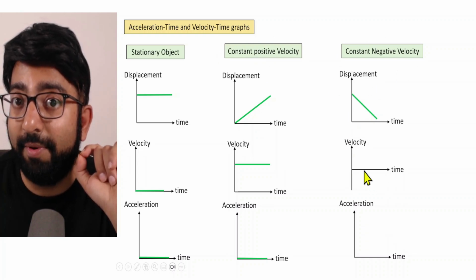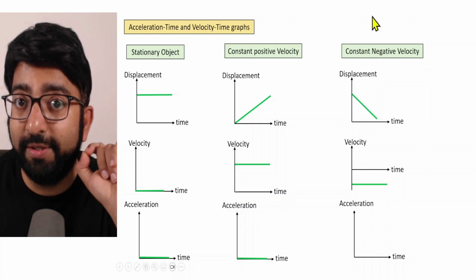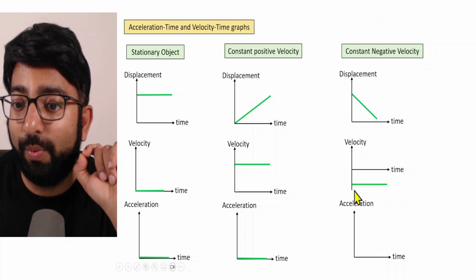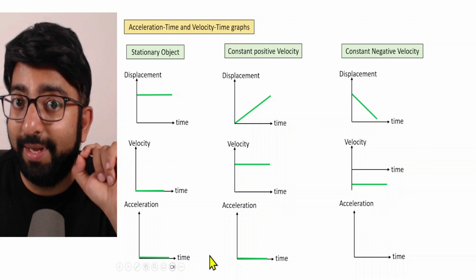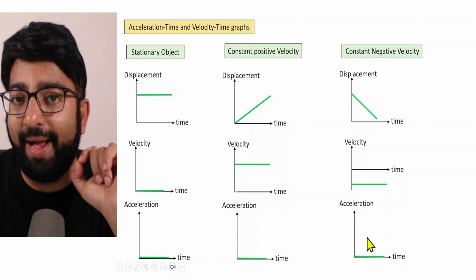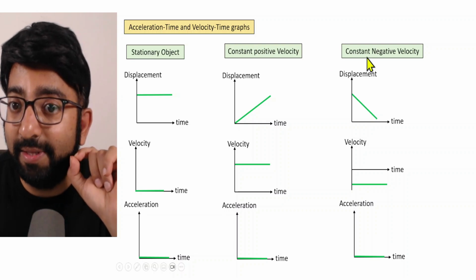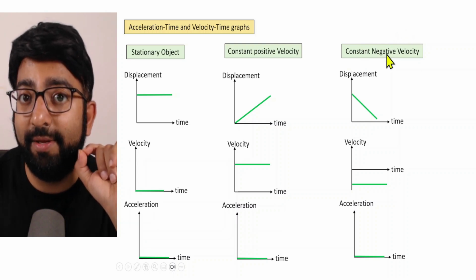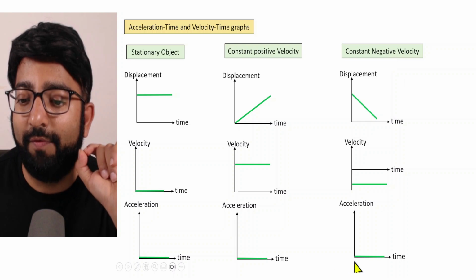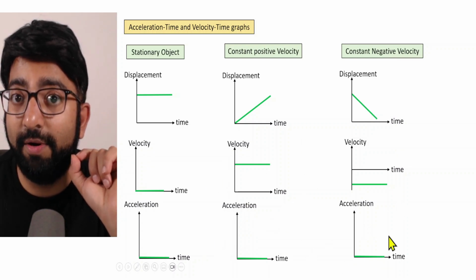Back to case number 3. What will be the velocity time graph? It will be a horizontal line, but below the time axis. Velocity is constant, but it is negative. That's why the velocity graph is below the time axis. And for acceleration, just like the first two cases, acceleration here also will be zero, because remember, acceleration is nothing but the rate of change of velocity. In case 3, even though the velocity is negative, it is not changing, it is staying the same throughout. That's why the value of acceleration is 0. So these were the three cases where acceleration was 0.